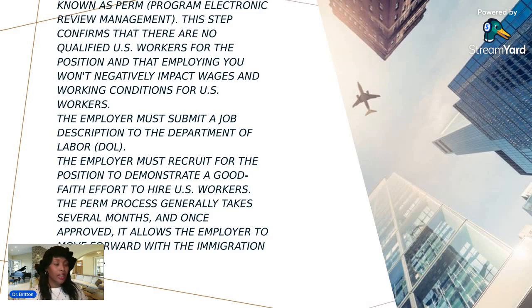All right, once that is done, then they'll apply for what is called the PERM. The PERM is the Program Electronic Agreement, and this step is to see that there are no other qualified American citizens who need this job. Okay, they have to advertise the job and see if other American citizens are interested in getting this job. And yes, they actually have to advertise it.